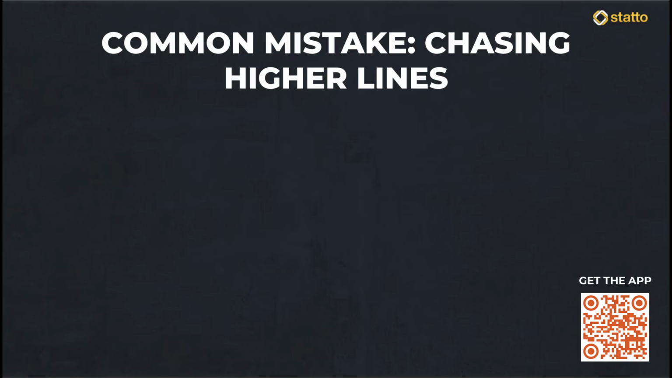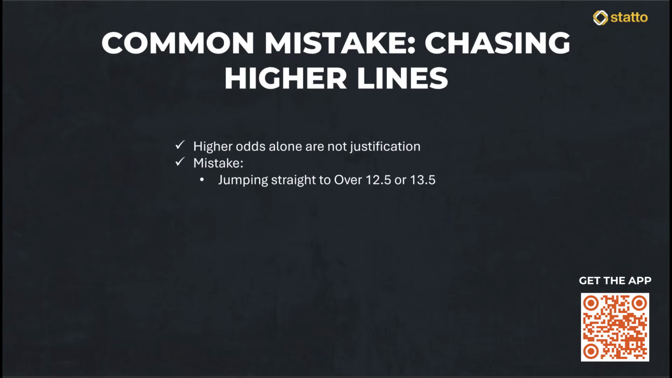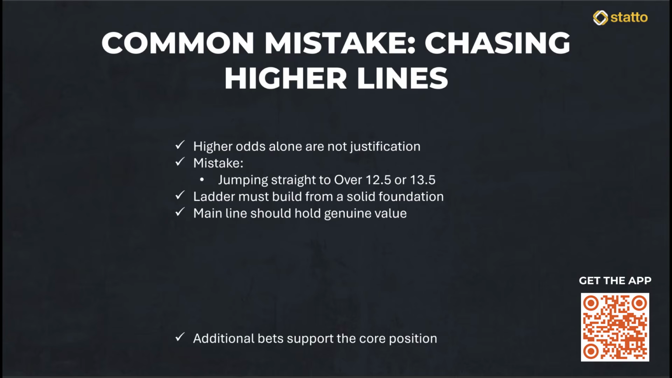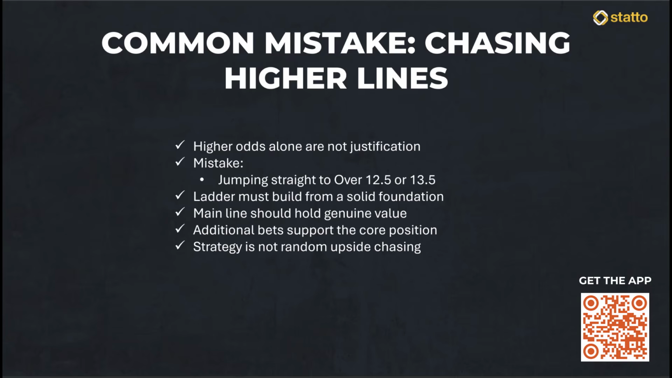Another mistake I see quite often is bettors chasing higher lines without any real justification. They'll see a line like over 10.5 and then immediately jump to over 12.5 or over 13.5 just because the price looks appealing. But the ladder isn't about guessing how high it could go. It's about building on a solid foundation. Your main bet should always be the one you believe has genuine value. The additional bets are there to take advantage of the situation if it develops further, not to replace the core logic of the strategy.